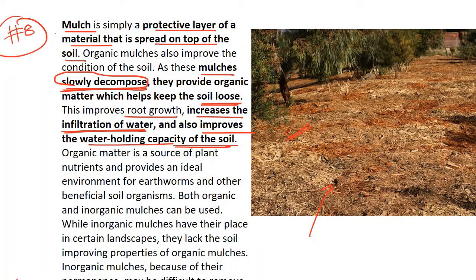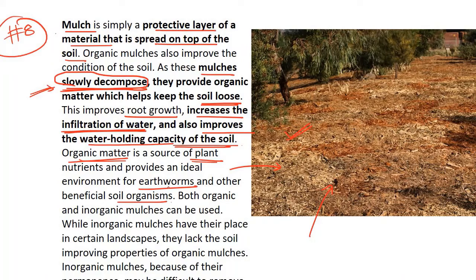So now if we're given certain statements about the advantages of mulching, we will be able to identify what the actual advantages are. एक चीज है कि ये slowly decompose होता है. It's not fast decomposition or anything. It's slow decomposition. And see, दो तरह के there can be organic mulches and also inorganic mulches can be used. So organic matter अगर हम use करते हैं, so that can actually act as a source of plant nutrients and it provides an ideal environment for earthworms and it is also beneficial for soil organisms.